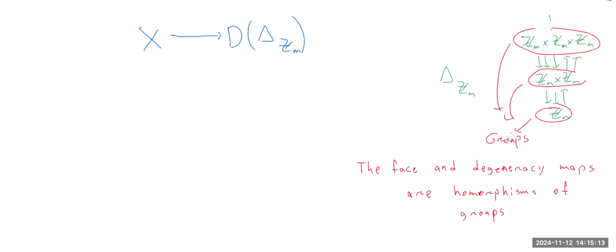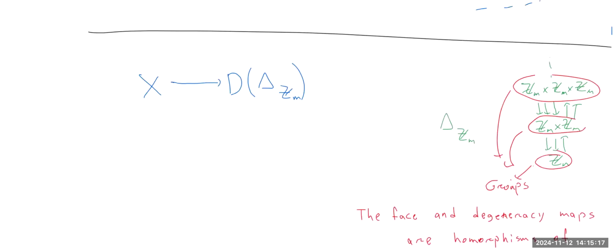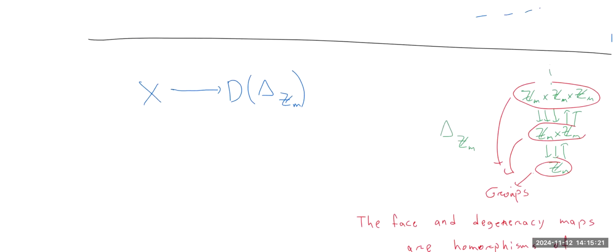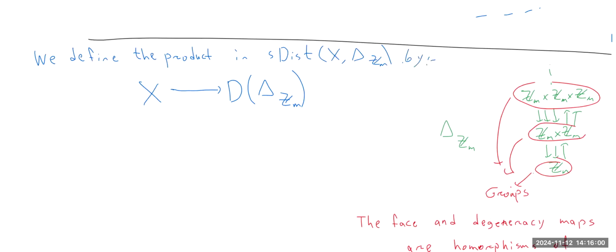We need not only to be a group everywhere, like the distribution group, but also the structure map to be a homomorphism of groups. Then we can define the product here. We define the product in simplicial distributions. If I have two of them, P and Q, we usually use small letters for simplicial distributions, then we will get a new one, PQ.